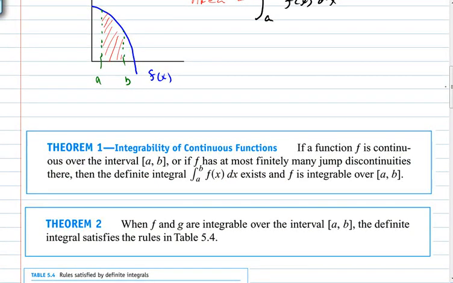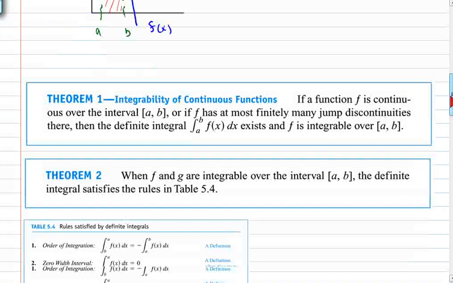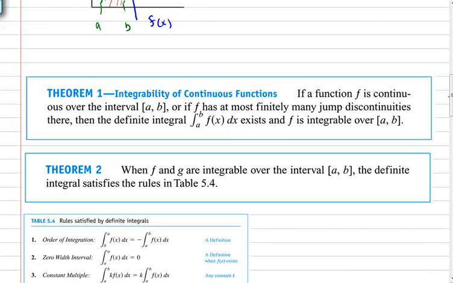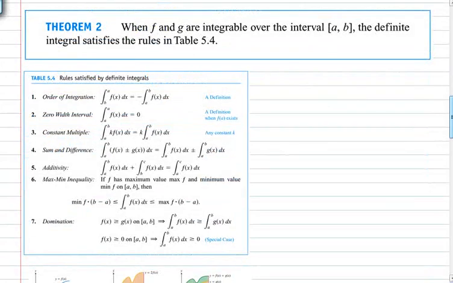Or if you have just a jump discontinuity, you can still find it. If it goes off to infinity and that's why you have a discontinuity, the function is not integrable. Okay? All right, theorem 2 says when f and g are integrable over an interval from a to b, the definite integral satisfies these rules. These are the rules of integration that you are going to have to memorize.